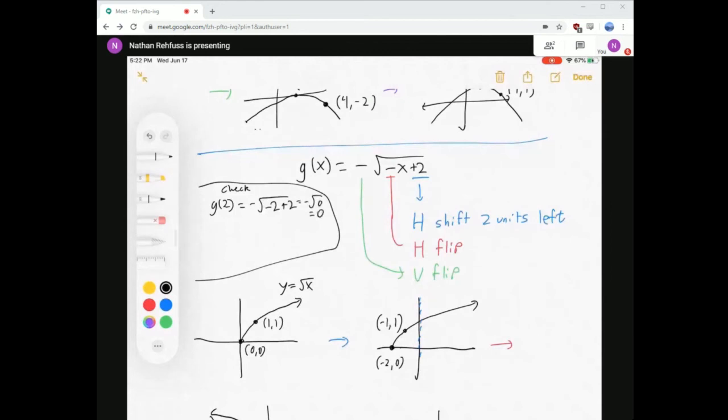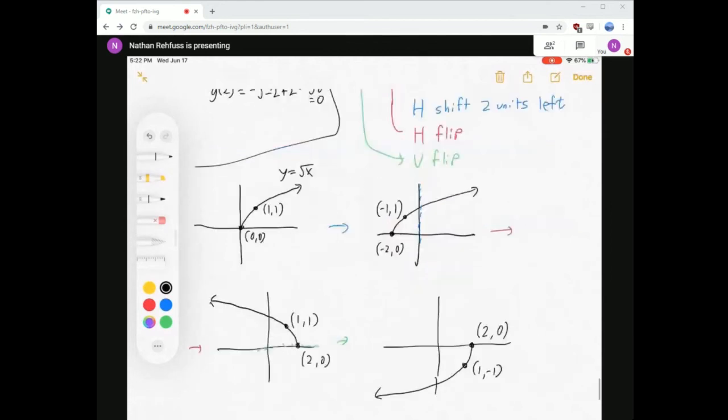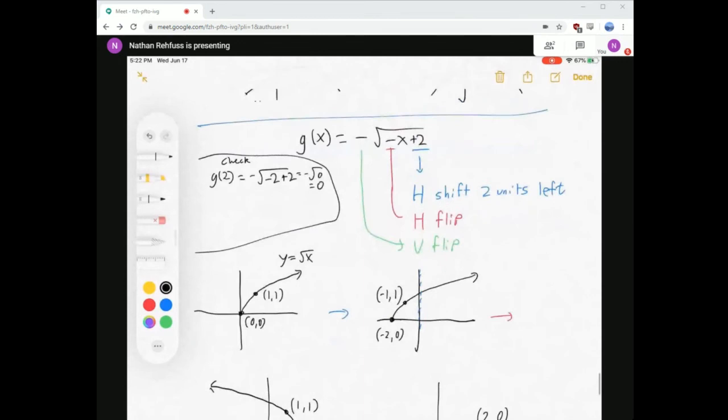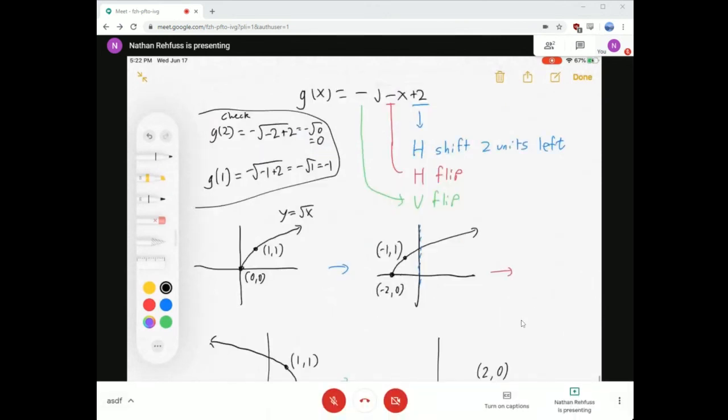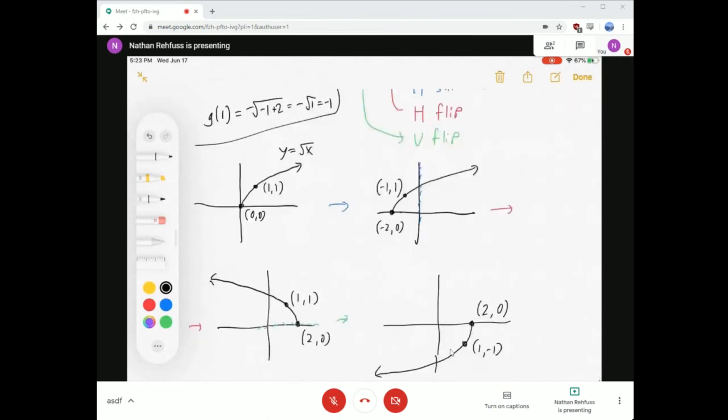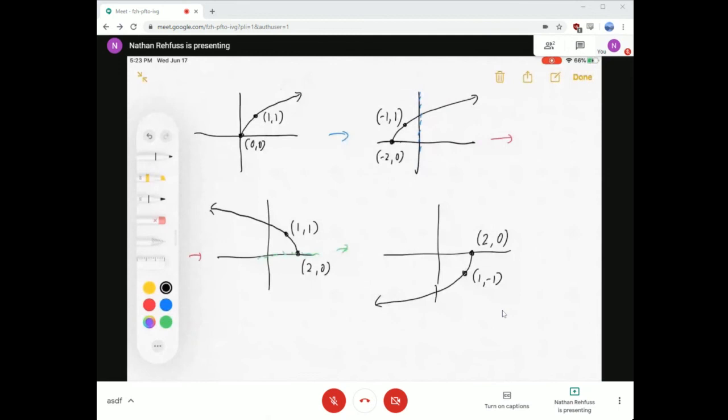And how about g of 1? That's the negative root of negative 1 plus 2. So that's the negative square root of 1. That really is negative 1. So both of these points are where they belong, and we can rest assured that this really is the correct graph.